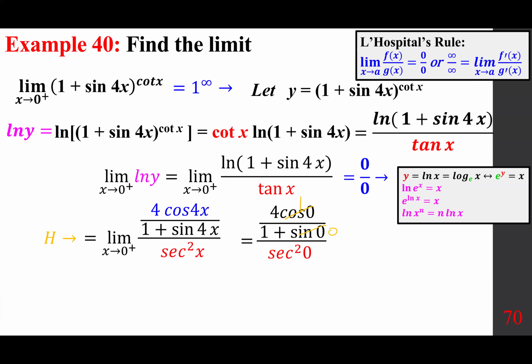Secant is 1 over cosine. So this is 1 over cosine, which is 1 over 1, which is 1 squared. So you have a 4 over 1, the whole thing divided by 1, and I hope you see that it's 4. And therefore, your answer to the original question is e to the power of 4. Just to justify it and remind you, right here, you should know it's e to the power of 4, everybody.